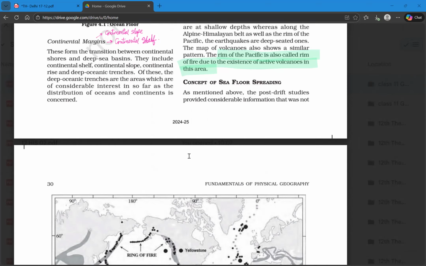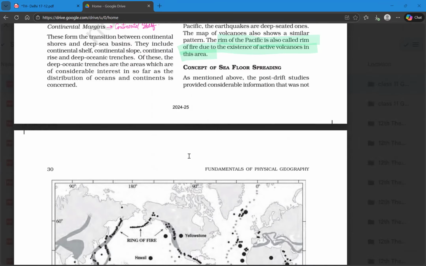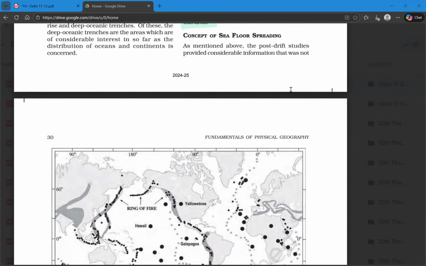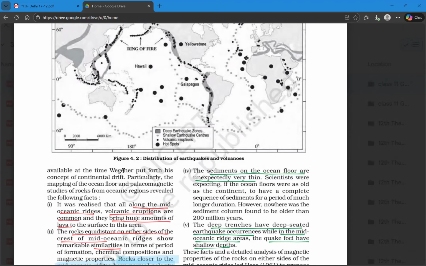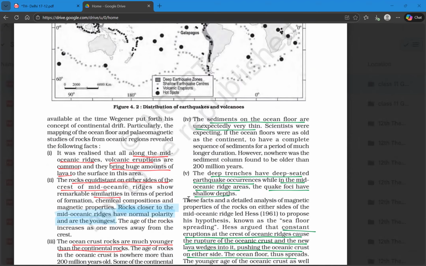Before, we read that the rocks which are equidistant from the crust are similar in properties and also in age. Now we'll learn the reason behind it. As mentioned above, the post-drift studies provided considerable information that was not available at the time Wegener put forth his concept of continental drift. Particularly, the mapping of the ocean seafloor and paleomagnetic studies of rocks from oceanic regions revealed the following facts. So these are the conclusions that have been made after mapping the oceanic floor and paleomagnetic study of rocks from oceanic regions.